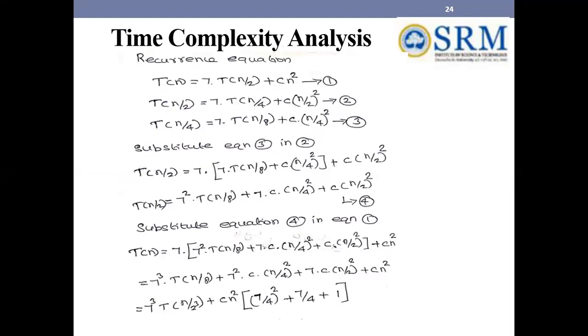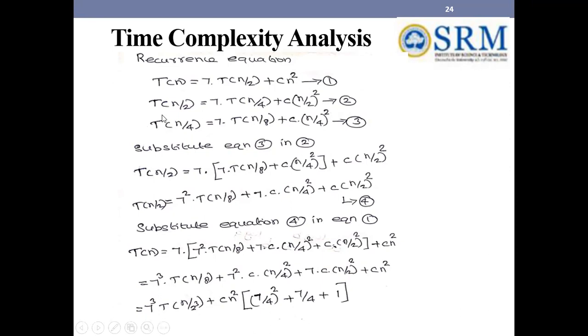So how do we solve this recurrence equation? T of n equals 7 into T of n by 2 plus C n square. So 7 into T of n by 2 is because in each iteration there are 7 multiplications, plus C n square, because in each iteration n square is the number of additions for 2 matrices. C means C number of matrix additions. So that is the first equation.